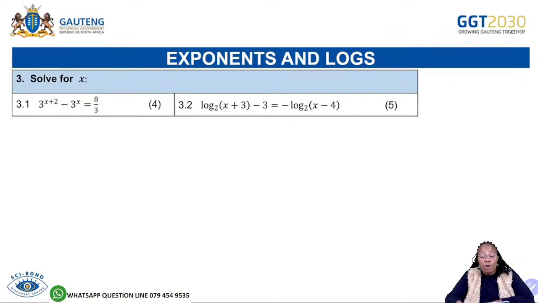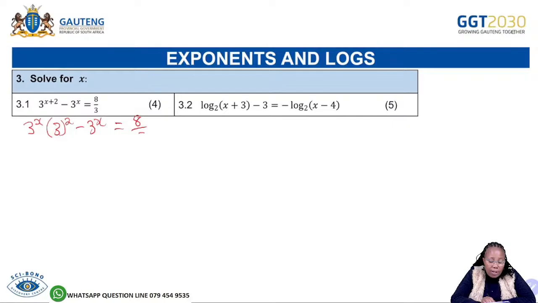Application of logs rules. Now exponential rules, logs rules, and sets rules, those play an important role. And then you have 3 to the power x plus 2, minus 3. We are solving for x again. You start by separating the exponents here. Minus 3 to the power x still equal to 8 over 3.